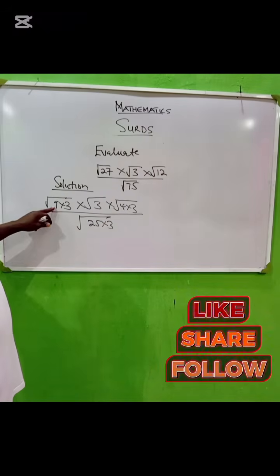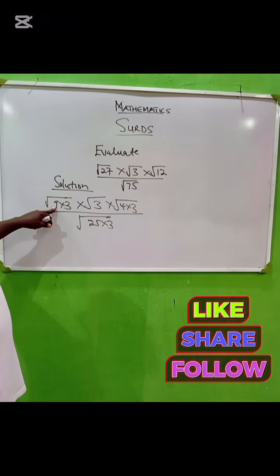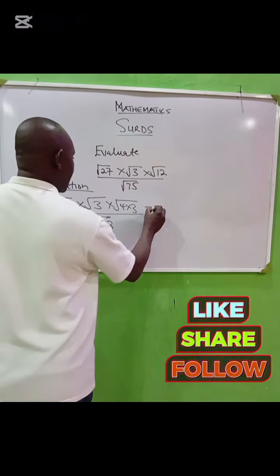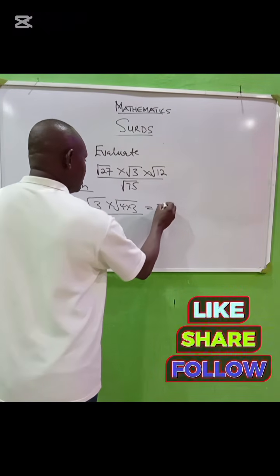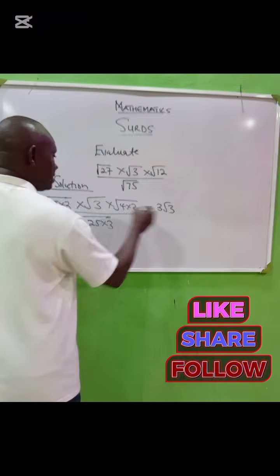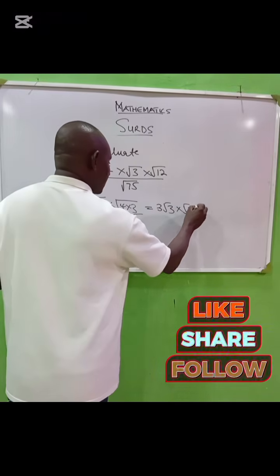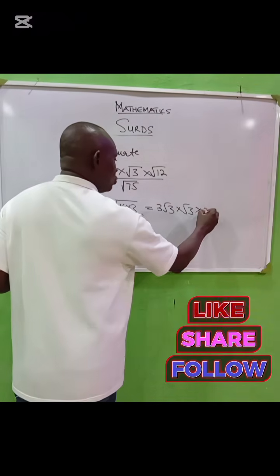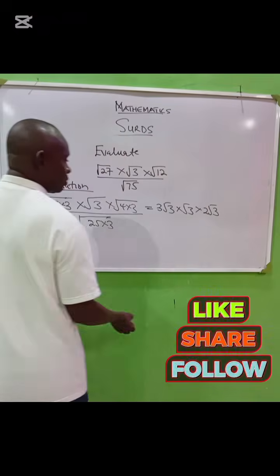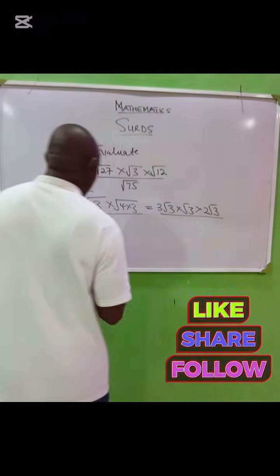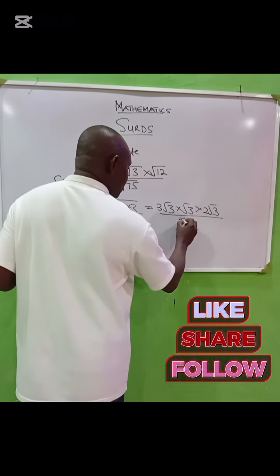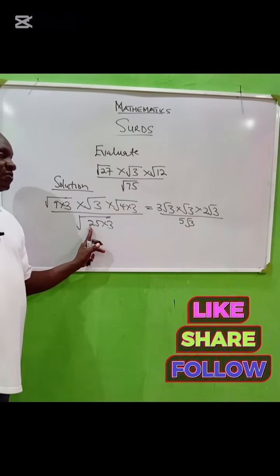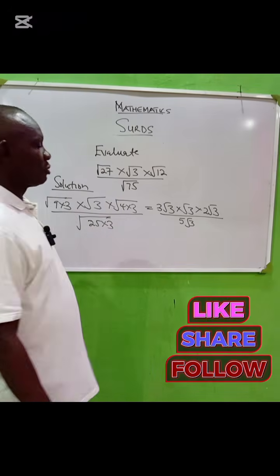Having done that, you see that the square root of 9 will give us 3. So I can have this as 3 the square root of 3 times the square root of 3 times, here the square root of 4 is 2, so it becomes 2 the square root of 3, all divided by, here it becomes 5 the square root of 3. The reason is that the square root of 25 is 5, so it becomes 5 the square root of 3.